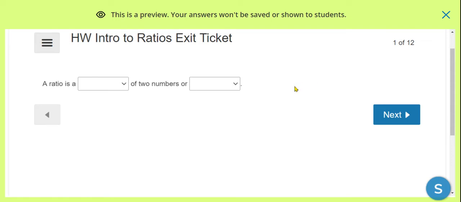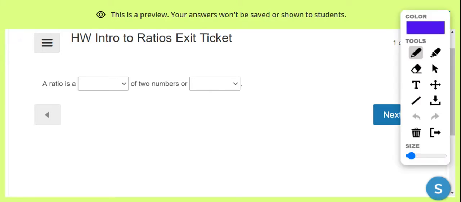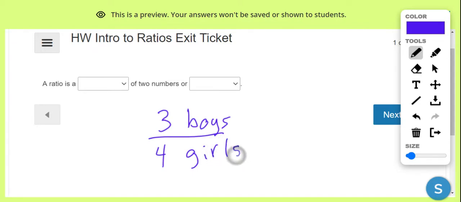We're going to take a look at the Intro to Ratios exit ticket. So first thing, a ratio is just going to be a comparison of two numbers or quantities. So for example, in a classroom, let's say you had three boys and four girls. That would be a ratio, just as a comparison. But then if you added these up, then it would be, let's say, three boys out of seven students.